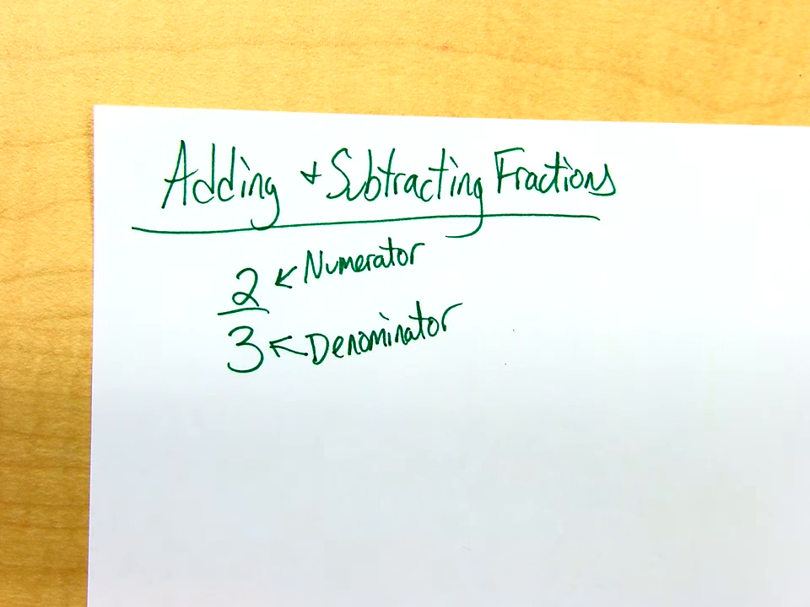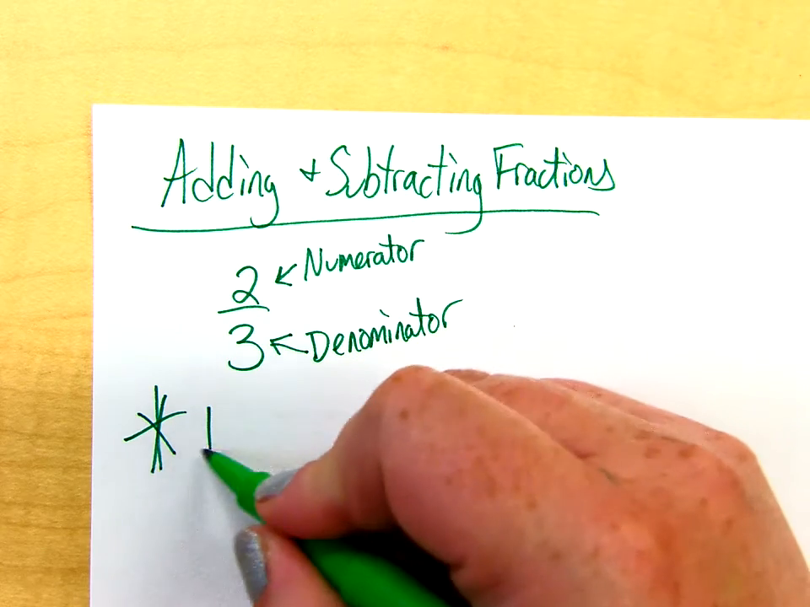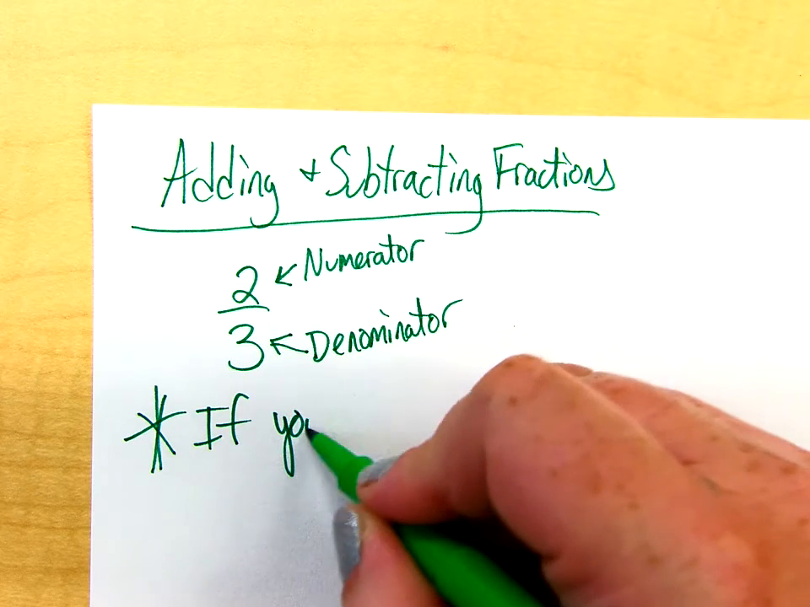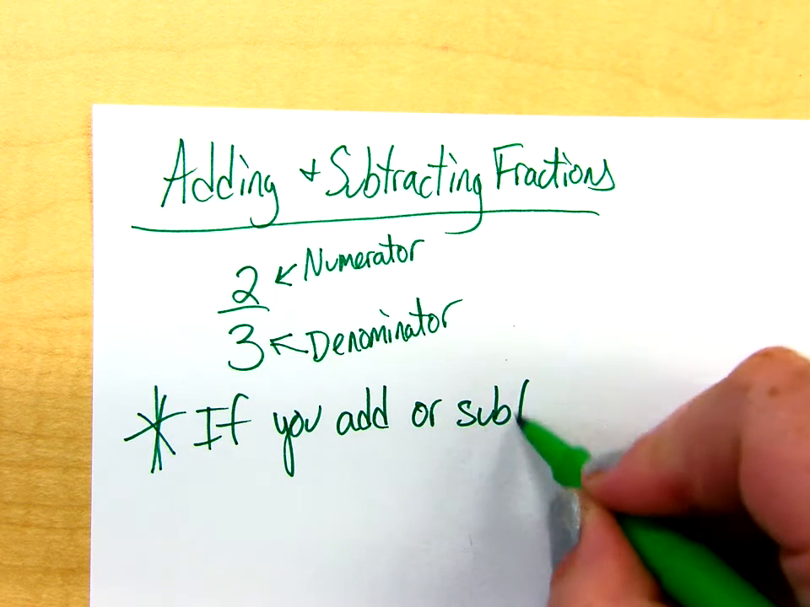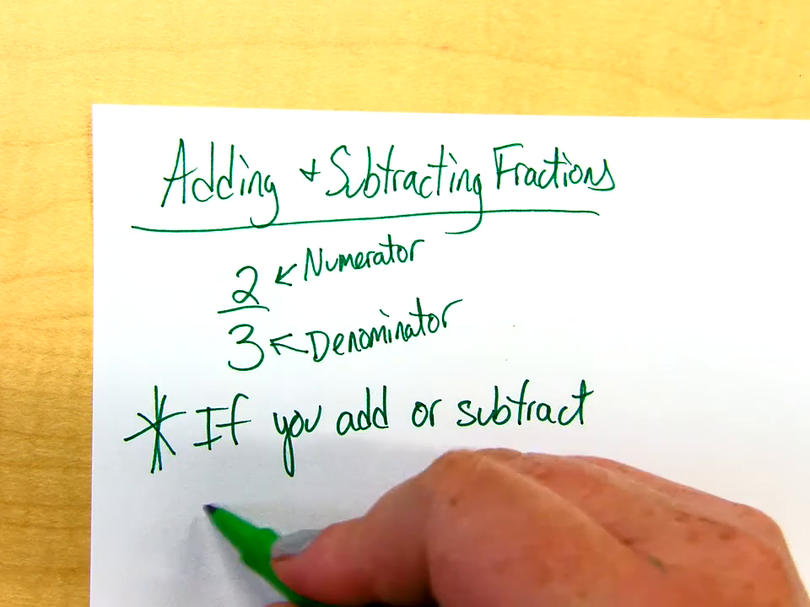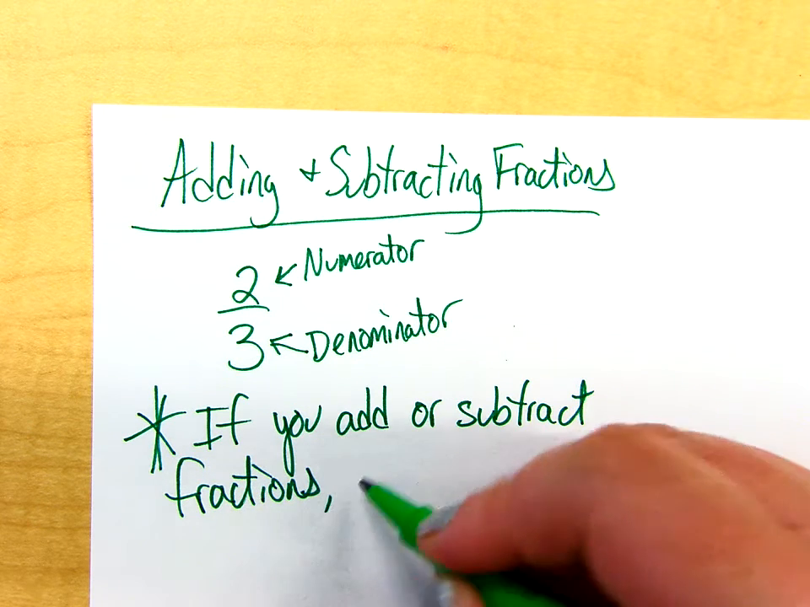If you are going to add or subtract fractions, you have to have the same denominator. So let's put a big old star. If you add or subtract, it's okay.